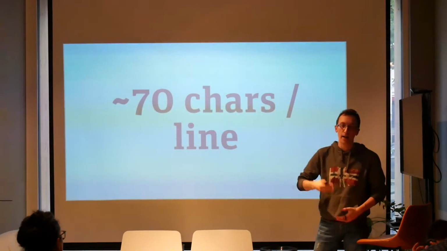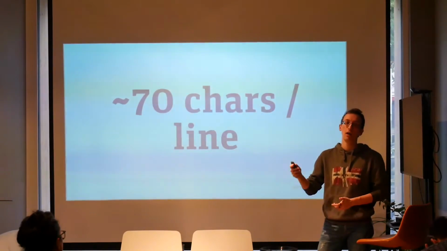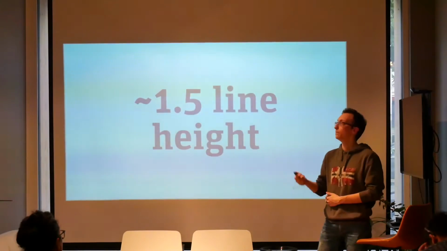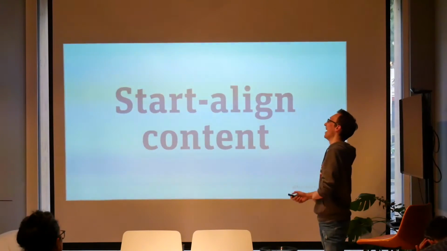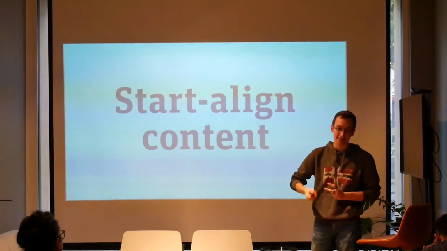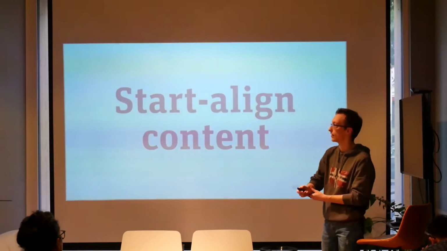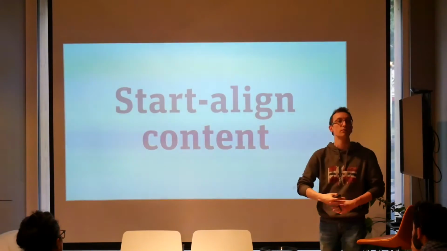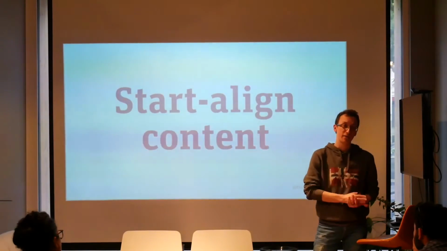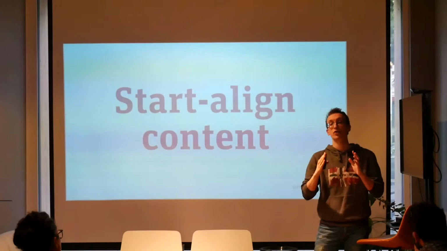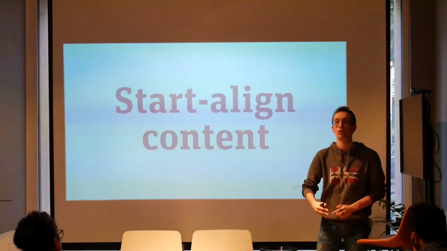Cap the amount of characters per line at between 70 and 80. This is usually the most comfortable. Make sure there's a good line height. Work on contrast, again, contrast please. Make sure your content is start aligned, so left to right for Latin languages, for instance, and right to left for Arabic languages, for instance. You can, of course, center headlines, that's totally fine, but main content should absolutely not be centered. It should not be justified ever, because justification creates odd gaps between words, which actually makes reading harder. So just start align the content.